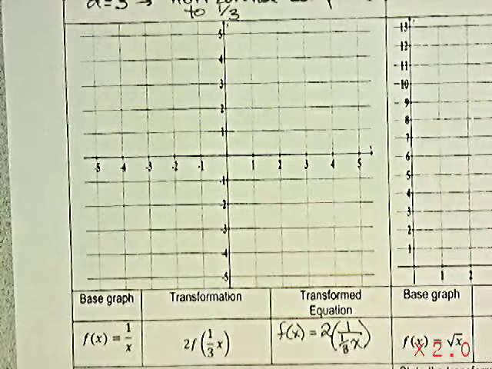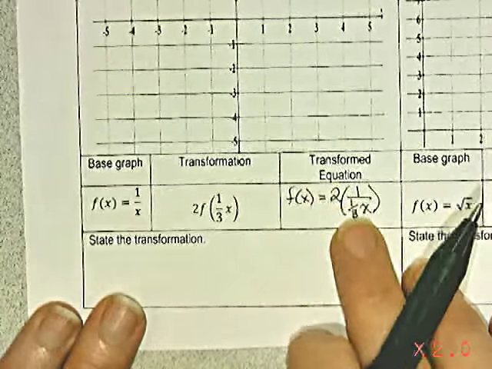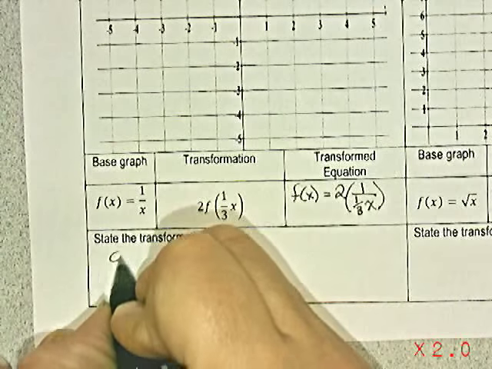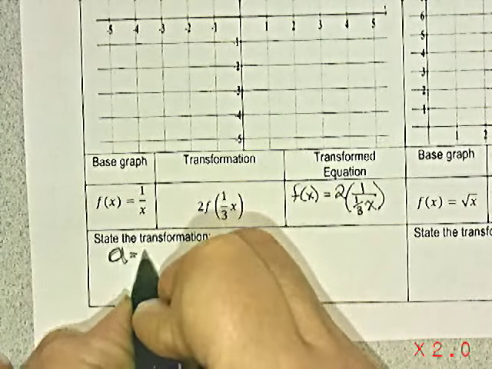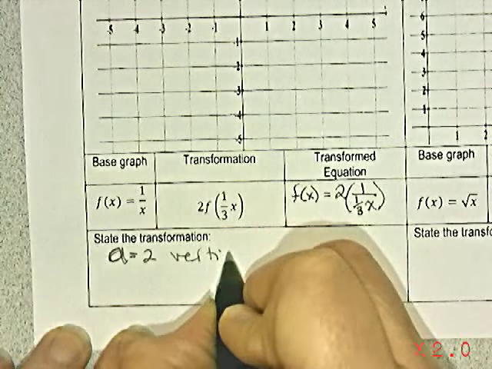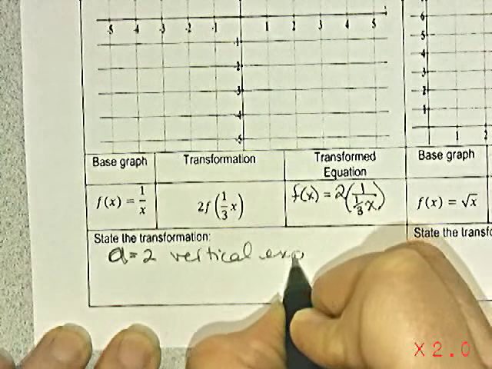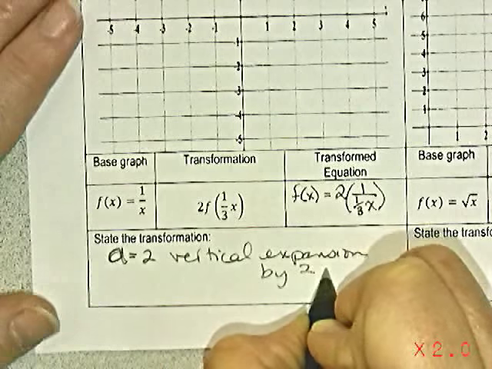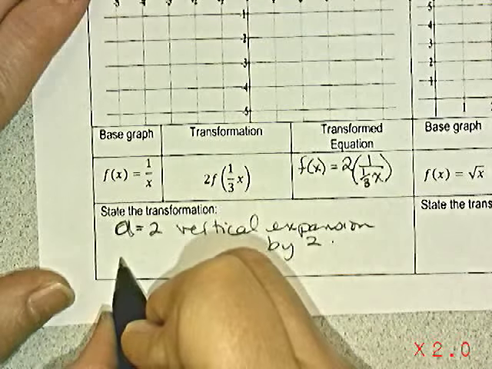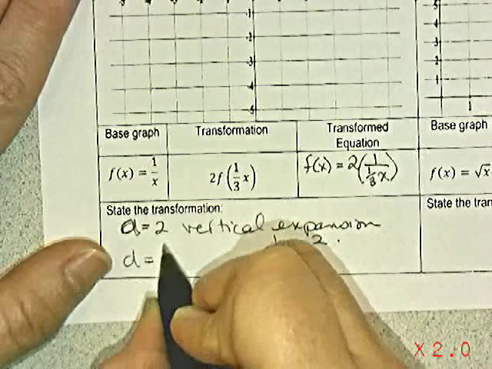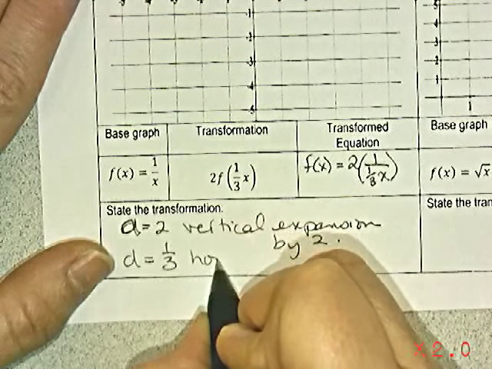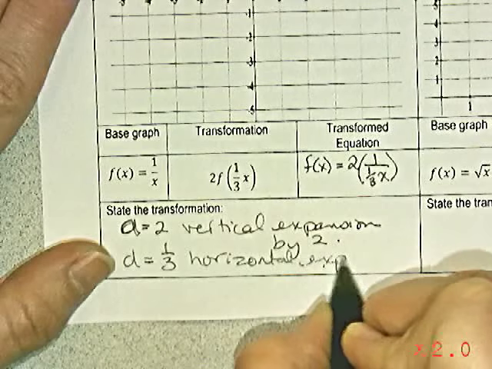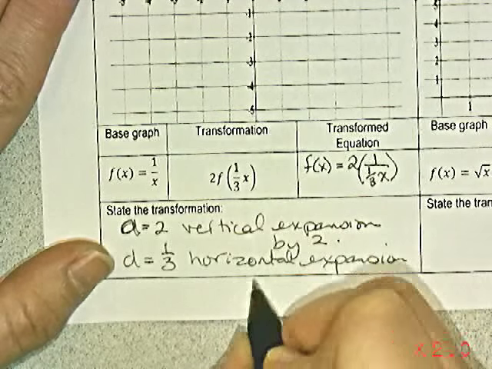factor of 6, but I want to show you how we can independently think about them, because later on that will become important. But with an a value of 2, we get a vertical expansion by 2, and if we have a d value of a third, we get a horizontal tripling, a horizontal expansion by 3.